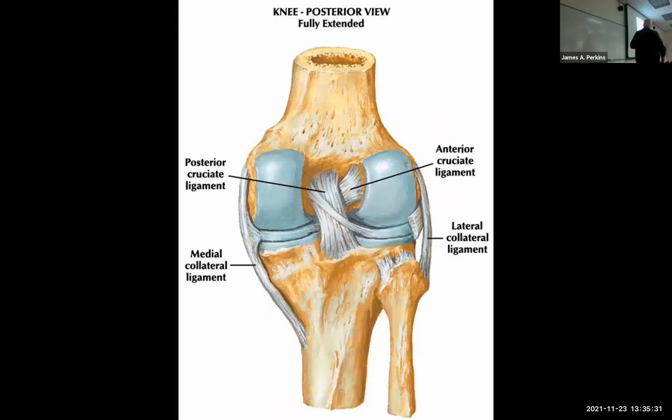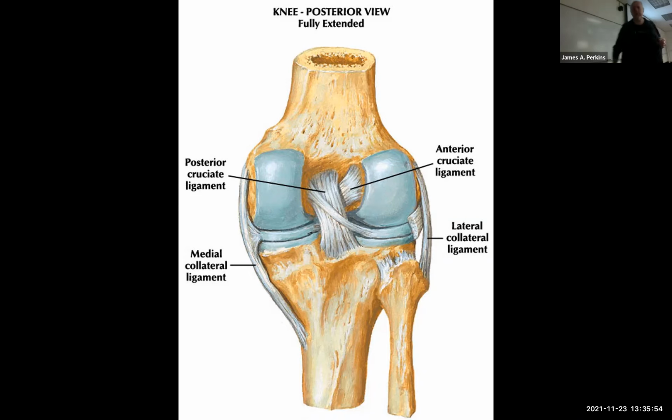Same structure, just viewed posteriorly. You get a little different view of the cruciate ligaments here. You see in particular how that posterior cruciate ligament is originating way in the back of the tibia and going up to attach to the inner surface of the medial condyle of the femur.